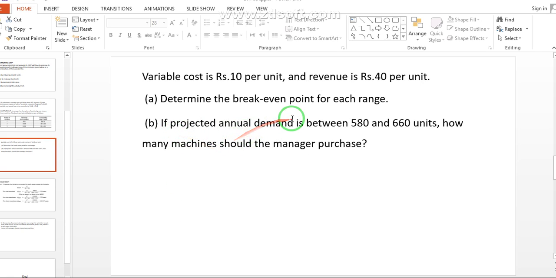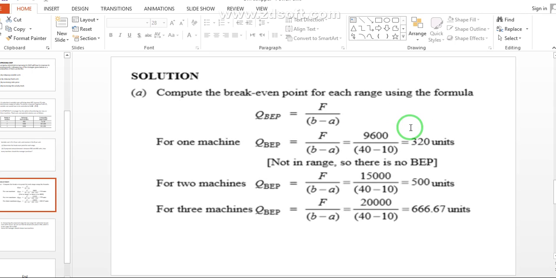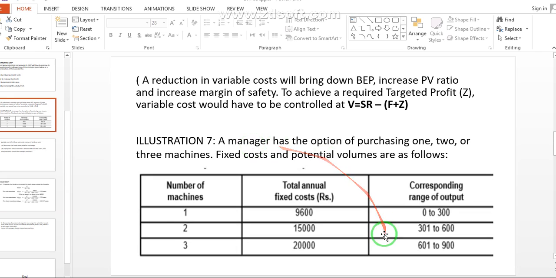So here basically, for the first question we tried to find out the break-even point, and machines 1 and 2 are considerable, and for option B, because it is 580 to 660 units, the manager has to focus on these 2 machines. These 2 machines are better than machine 1, because as per the units which they have given to us, these 2 machines are performing better.